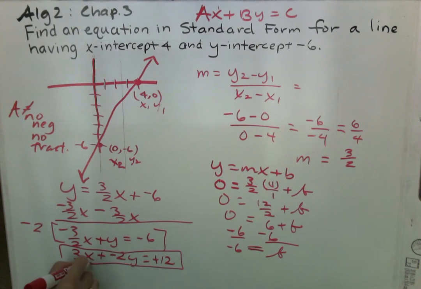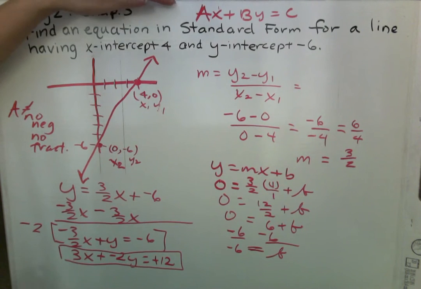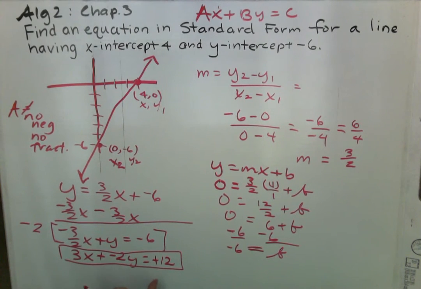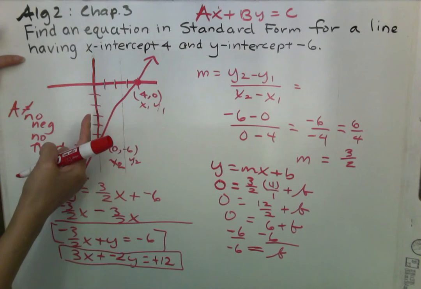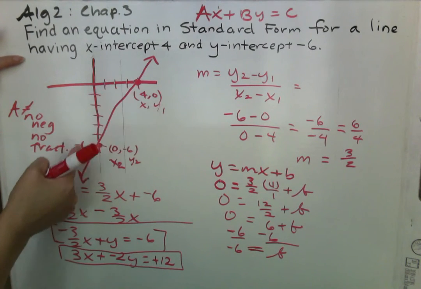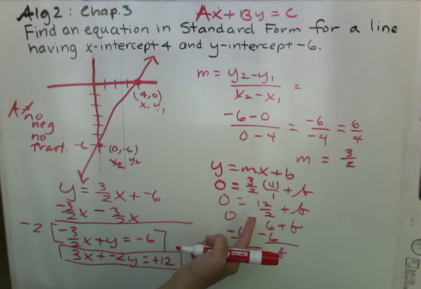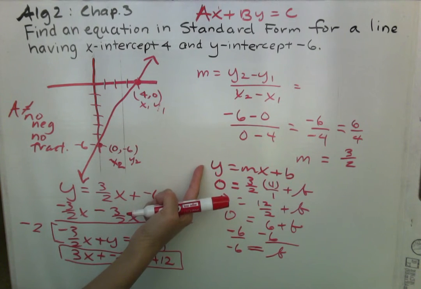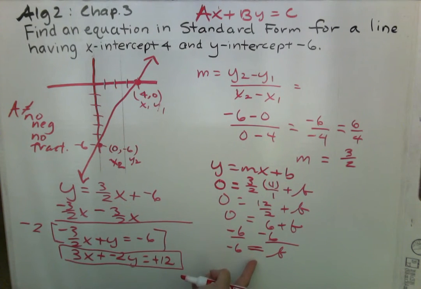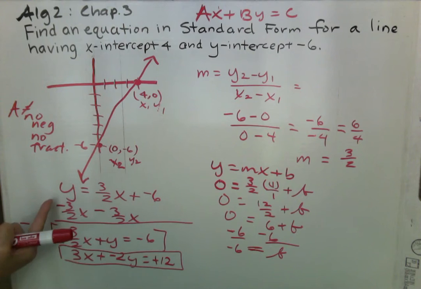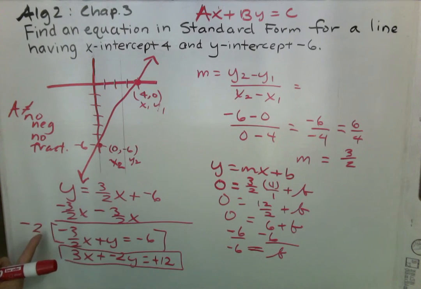And there we have our equation. We found an equation that's in standard form, ax plus by equals c, and it has an x-intercept of 4 and a y-intercept of -6 because we plugged these points in to find the slope. Found the slope, plugged into the formula y equals mx plus b, found what the y-intercept was, plugged it back in the equation, but it wasn't in standard form yet, so we had to multiply everything by -2, and we get 3x plus -2y equals +12.